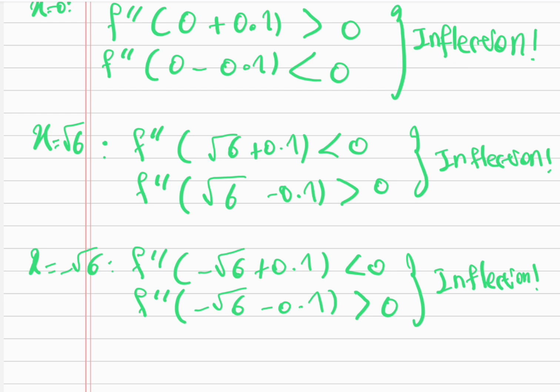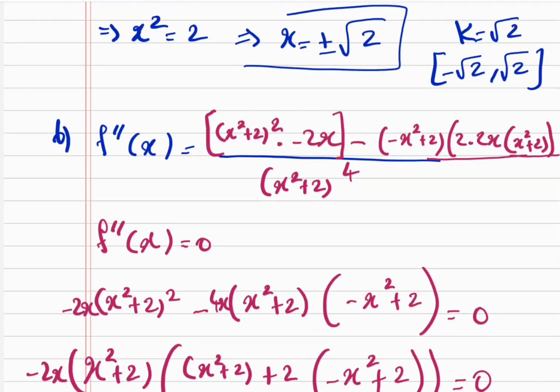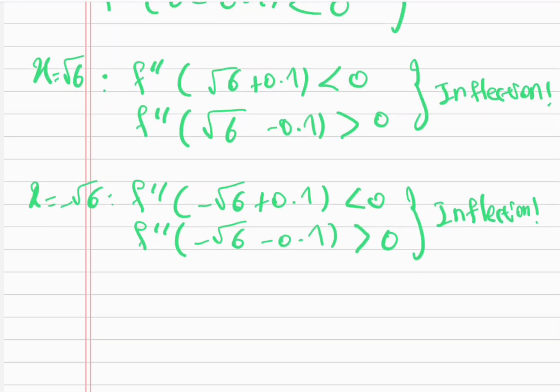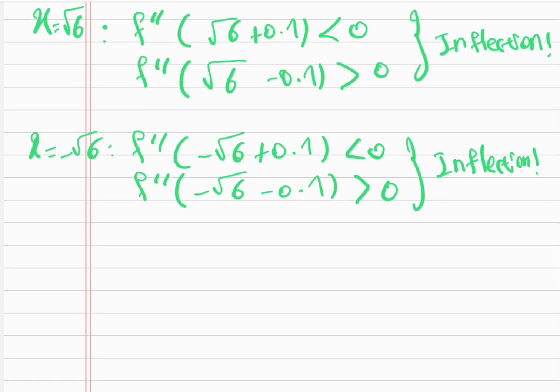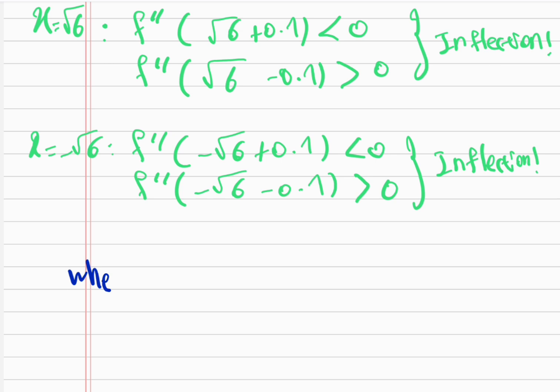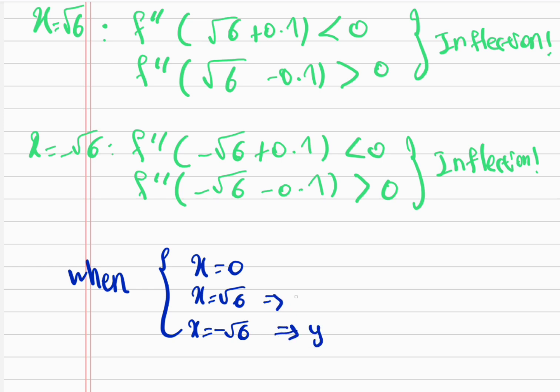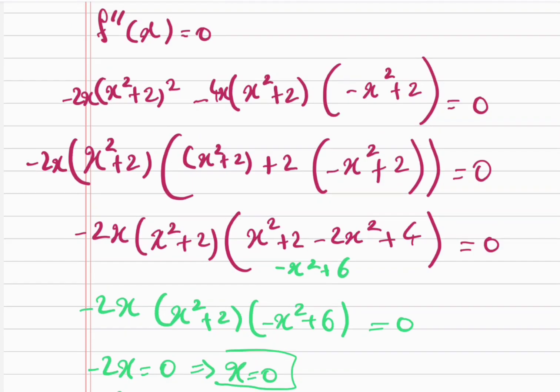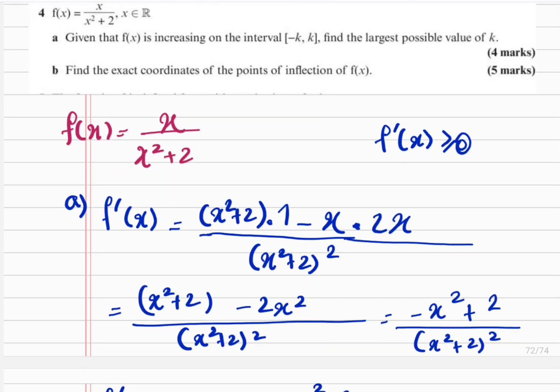Okay, now that we know these are the x coordinates of the points of inflection, we just need to substitute each of these x values into the main equation, which is f of x, in order to get the corresponding y coordinates, and then that's basically it with this question. So when x is equal to 0, x is root 6, and x is minus root 6, let's see what the y coordinates are. When x is equal to 0, obviously y is also going to be 0.